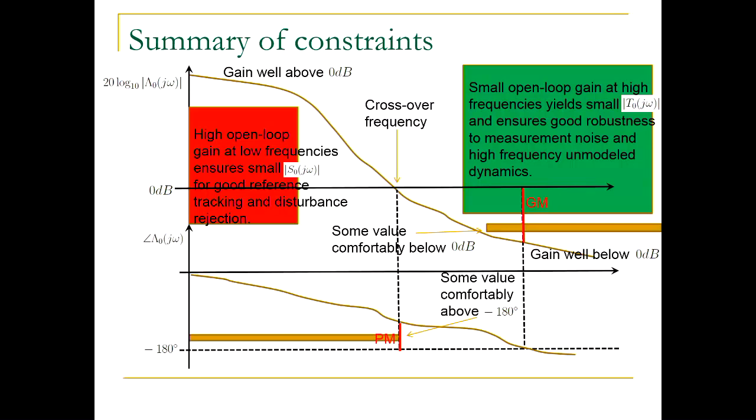And then crossover frequency is related to rise time. Where exactly it is, it's related to rise time, right? So again, the rise time requirements can be translated into the region of where crossover frequency should be. And then for rejection of high frequency noise, you would need your gain to be well below 0 decibels in a certain frequency range in order to assure robustness to measurement noise in this range of frequencies.